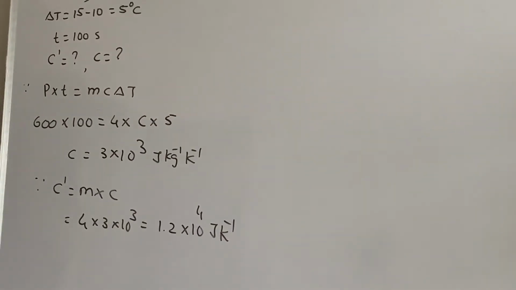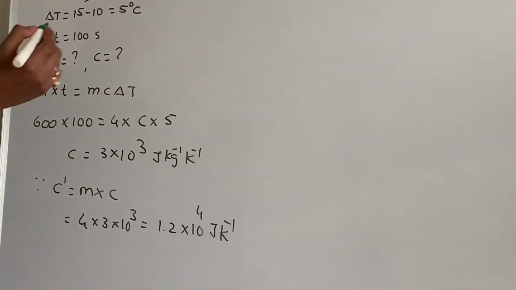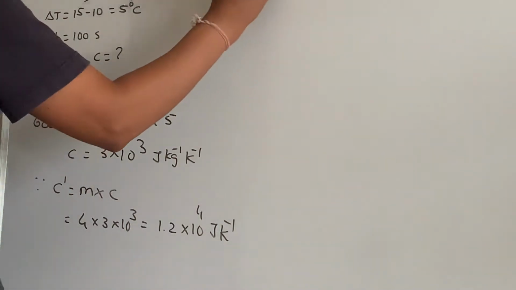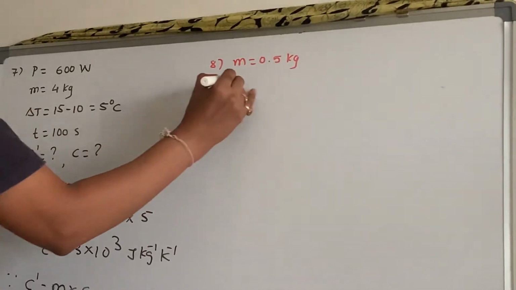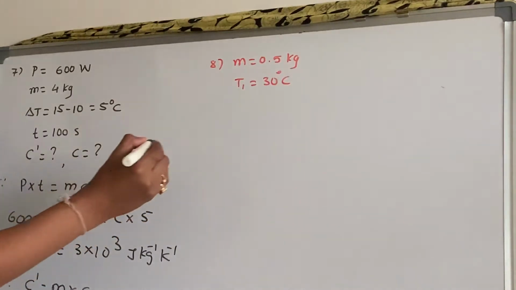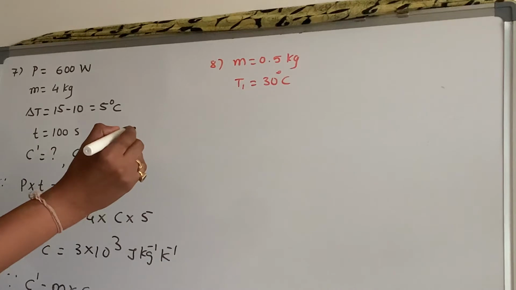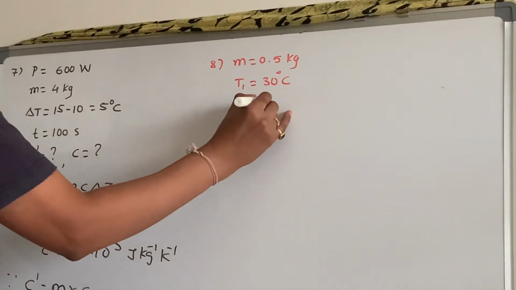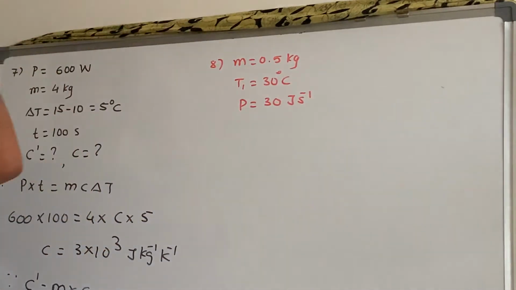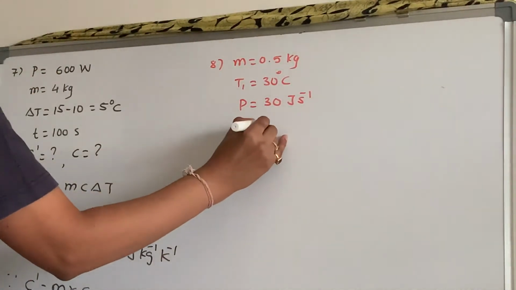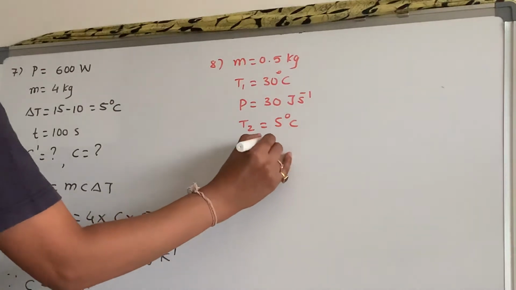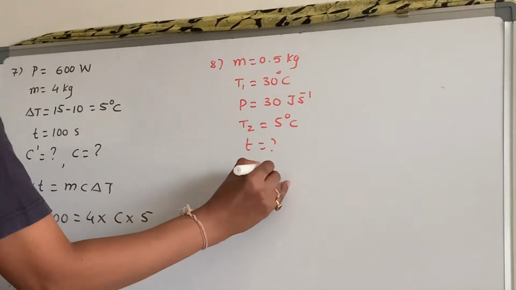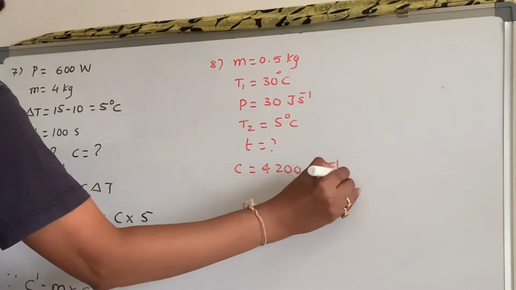Now check question number 8. What is given in question number 8? In the 8th numerical, mass is given as 0.5 kg at T1, which is 30 degrees Celsius, placed in a refrigerator which can remove heat at an average rate, that is power, of 30 joule per second. T2 is given as 5 degrees Celsius. What they want here is to find the time. Specific heat capacity C is given as 4200 joule per kilogram per Kelvin.